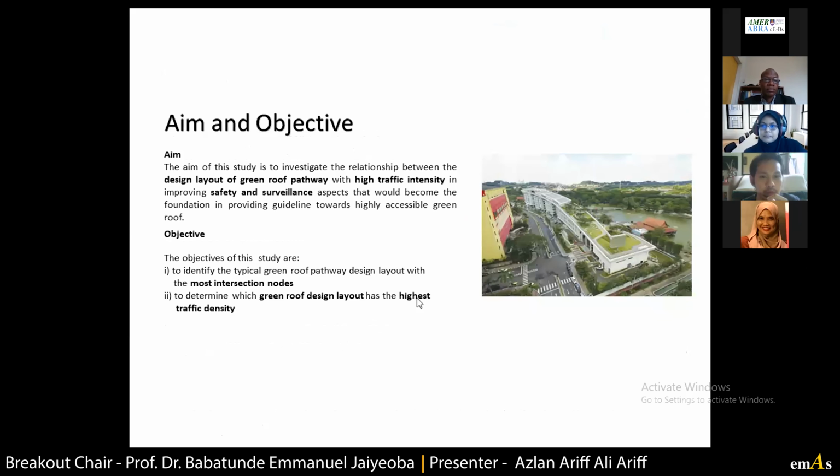So the aim and objective of the research is to investigate the relationship between the design layout of green roof pathway with high traffic intensity in improving safety and surveillance aspect that would later become the foundation in providing guidelines towards highly accessible green roof. It follows with the objective, which is to identify the typical green roof pathway design layout with the most intersection nodes. Besides that, we also need to define which green roof design layout has the highest traffic density.